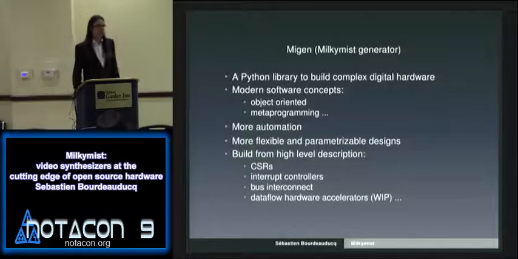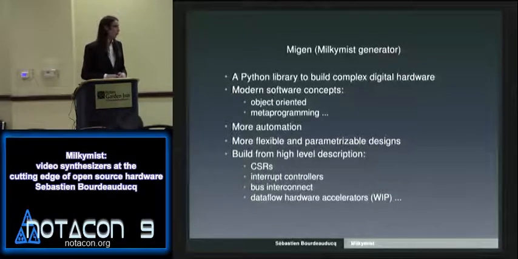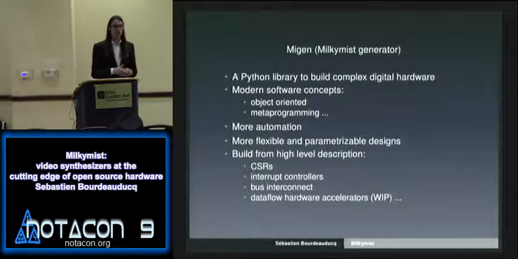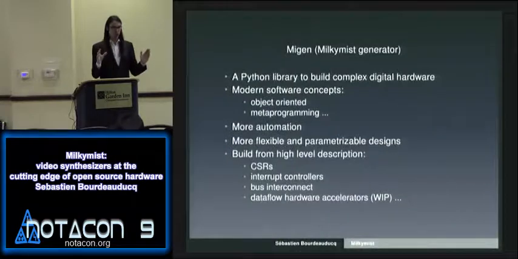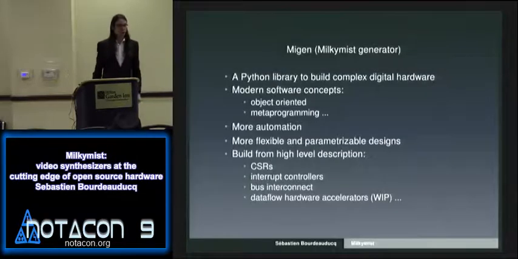Migen is a Python library which makes it possible to apply modern software concepts such as object-oriented programming and metaprogramming to design hardware. This enables more automation. You can make your designs more flexible, more parameterizable. And then you have a host of libraries to build, from a higher level description, banks of configuration and status registers, and interrupt controllers. For example, using Migen, you can just give a list of signals which should be treated as interrupt sources, and then it will automatically connect this interrupt to the CPU, and generate registers for enabling the interrupt, querying its status, or masking it entirely. You don't have to type all the code to generate those registers. It can generate bus interconnect automatically as well.